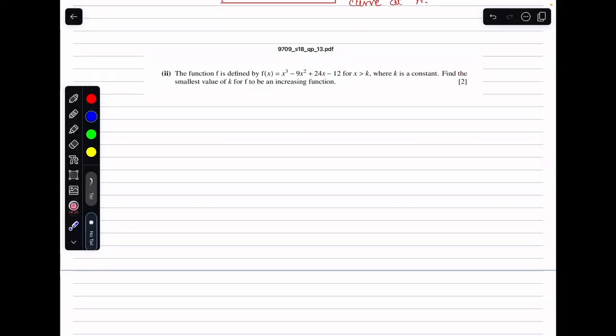So the second part of the question says that the function f is defined by f of x equal to x cubed minus 9x square plus 24x minus 12. And this here is defined for x greater than k. K is a constant. We need to find the smallest value of k for f to be an increasing function.